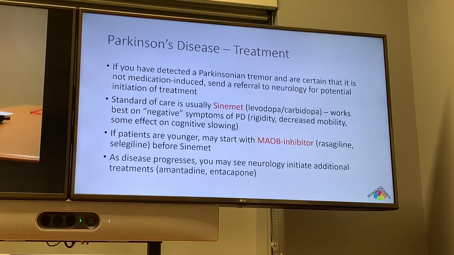And as the disease progresses, you may see the neurologist initiate other treatments, like amantadine to get rid of dyskinesia as the medication wears off, and entacapone, which just prolongs the action of Sinemet.